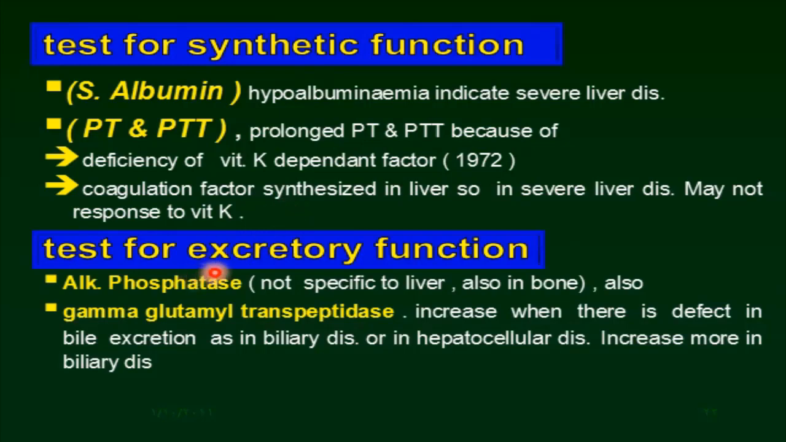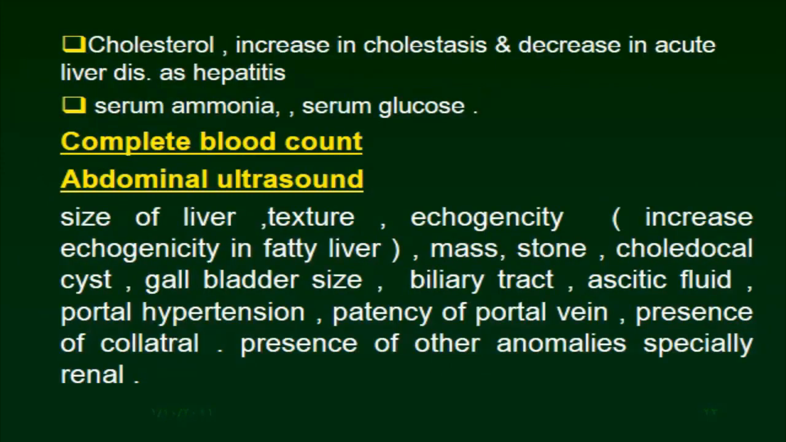Tests for excretory function include alkaline phosphatase, which is not specific to the liver and can also be elevated in bone disease. Another test is gamma glutamyl transpeptidase, which increases when there is a defect in bile excretion, as in biliary disease and hepatocellular disease, increasing more in biliary. Some authors put cholesterol, glucose, and ammonia as part of the liver function tests, but really the classical liver function tests include TSB direct and indirect, liver enzymes ALT and AST with PT and PTT, and alkaline phosphatase and gamma glutamyl transpeptidase.